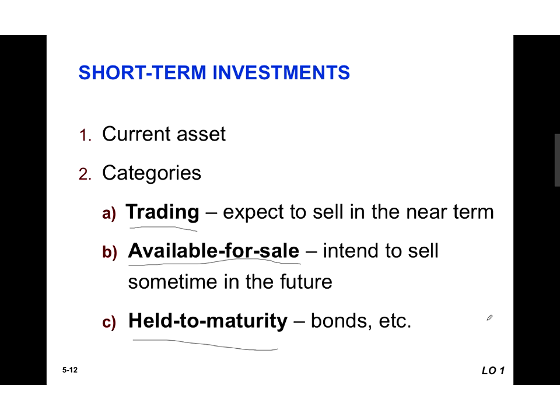So if a company buys stock in another company, it's going to be available for sale, or trading security, one of those 2 things. So we buy stock in another company, it's going to be one of those 2 things. There's also another category called held to maturity. Held to maturity is when we invest in bonds.